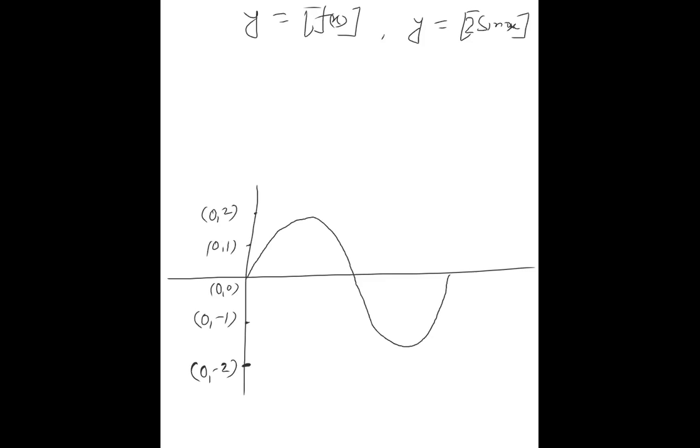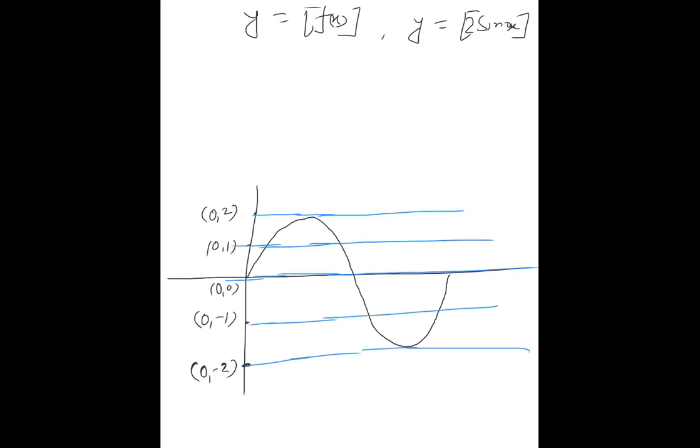So first what you have to do, draw the line for each and every integer of y where this will intersect or cut the graph, right? Like y is equal to 0, y is equal to 1, y is equal to 2, y is equal to minus 1, y is equal to minus 2, and so on, right?